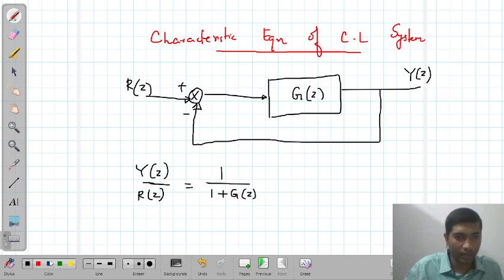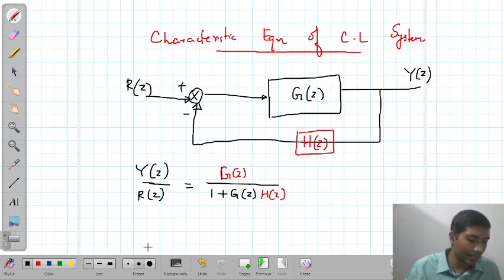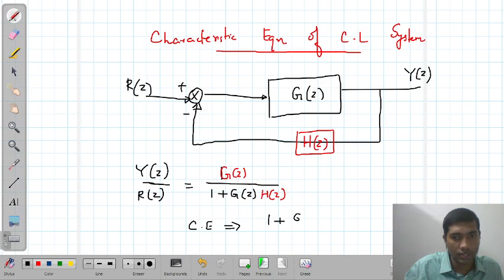If there was a sensor or feedback dynamics given by, maybe, H of z, then it would have been G of z divided by 1 plus G of z H of z. What I was talking about is the characteristic equation, that's what the focus is all about. The characteristic equation for a closed loop system becomes 1 plus G of z H of z equal to 0. If H of z is 1, if it is unity feedback, then it is 1 plus G of z equal to 0.